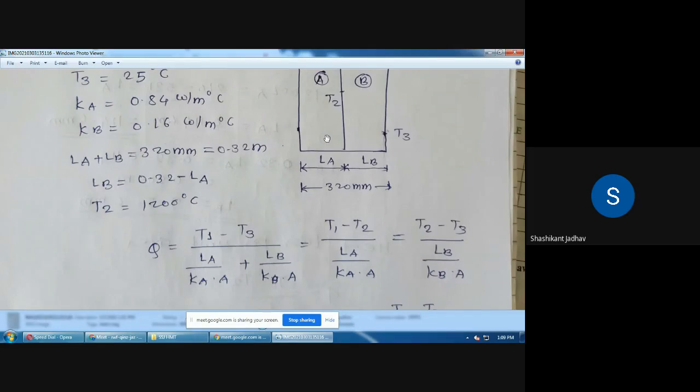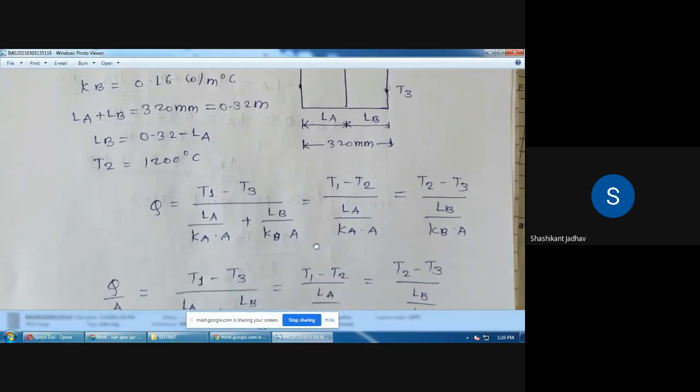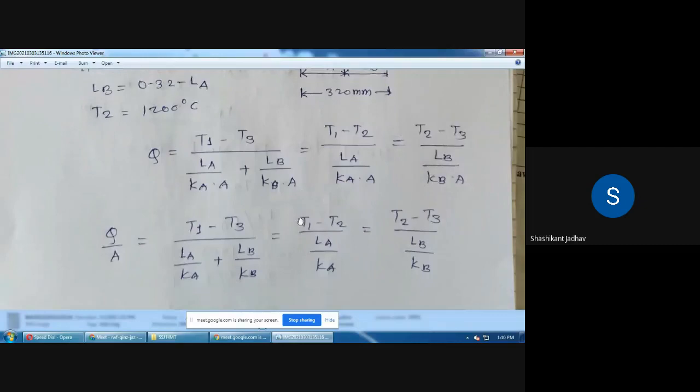Suppose the first two equations, that is the T1 minus T3 equation and the T1 minus T2 equation, are there. So from those two equations, which quantity is unknown? Only LA and LB. But we can write LB in the form of LA. Then the only unknown is LA. So from these two equations we have to calculate the value of LA. Understand? So which two equations will we consider? Now we will consider the first two equations. Okay, now see here, in this case the area is the same.